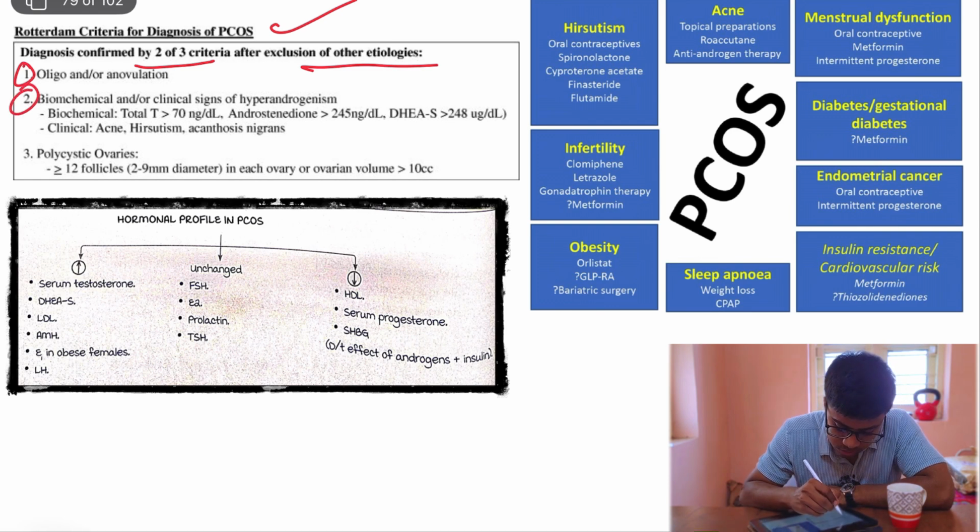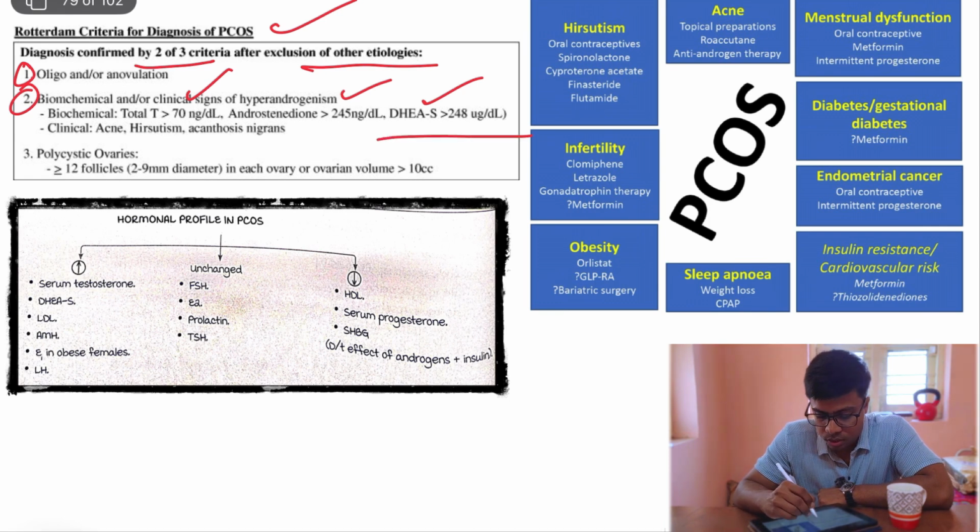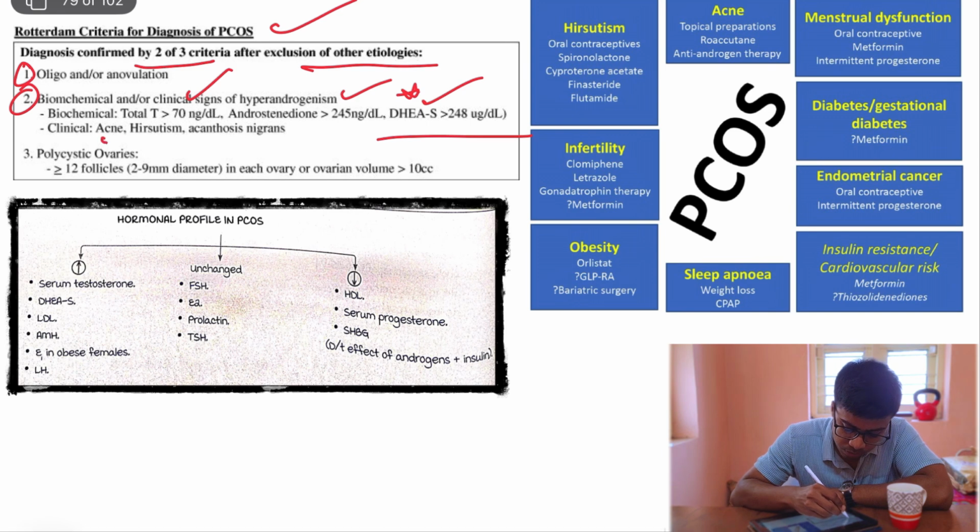Biochemical markers we have to test: testosterone greater than 70 nanogram, androstenedione greater than 245 nanogram per dl, DHEA sulfate greater than or equal to 248. So see, Rotterdam criteria also includes this. We have to look at this, but it's not necessary to do DHEAS. We don't do it. Other tests are preferred. Clinically, acne, hirsutism, acanthosis nigricans will be seen along with this.